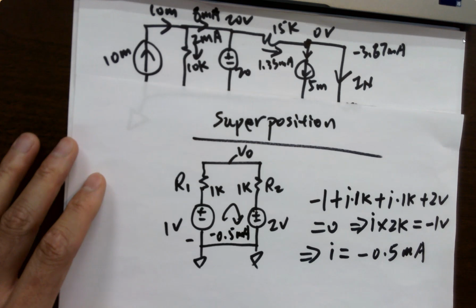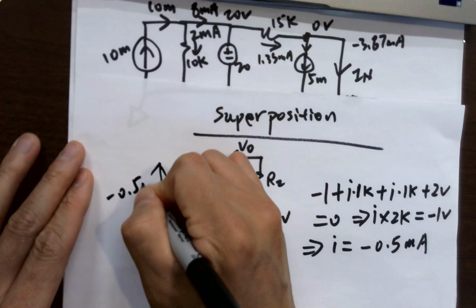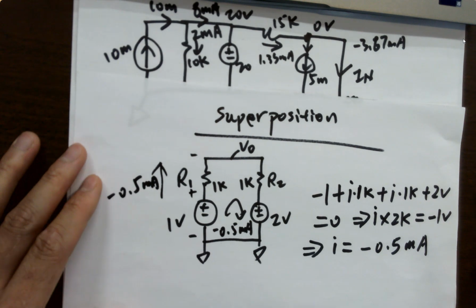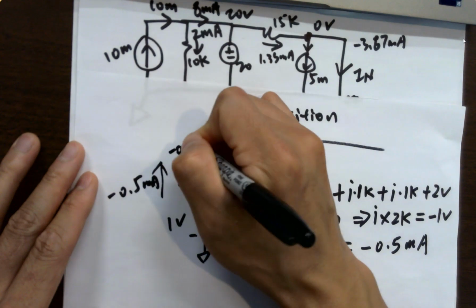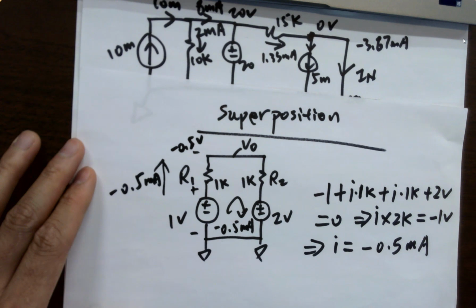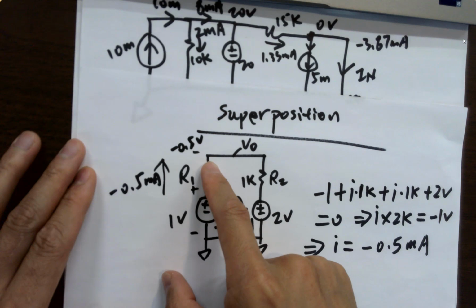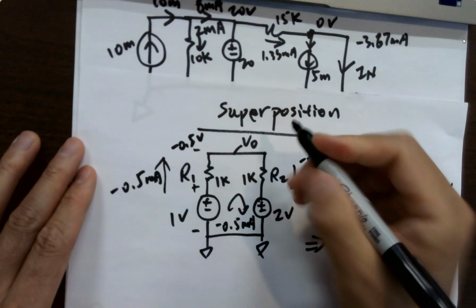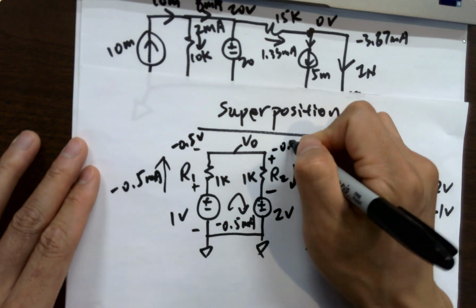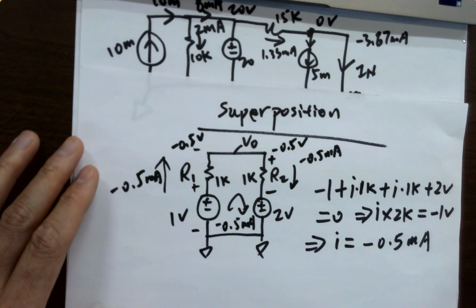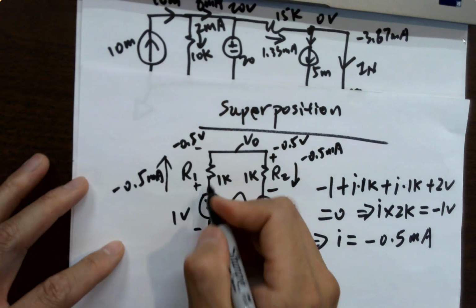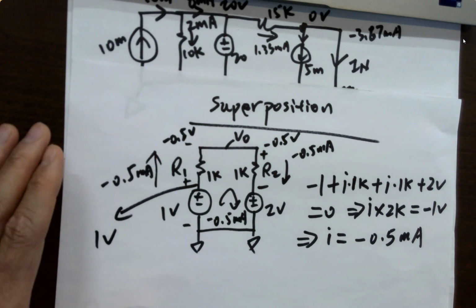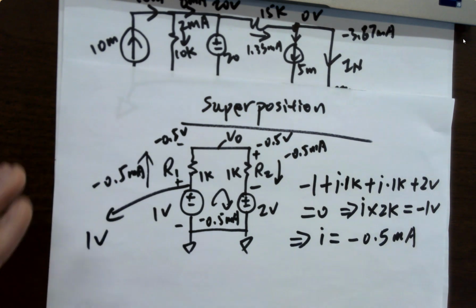Okay, let's verify it real quick. If I have negative 0.5 milliamps flowing through this resistor from here to here, what's the drop from here to here? Negative 0.5 volts. Same here, I have a current flowing from top to bottom, which is also negative 0.5 milliamps. What's the voltage drop from here to here? Another negative 0.5 volts. What's the original voltage at this point? 1 volt.